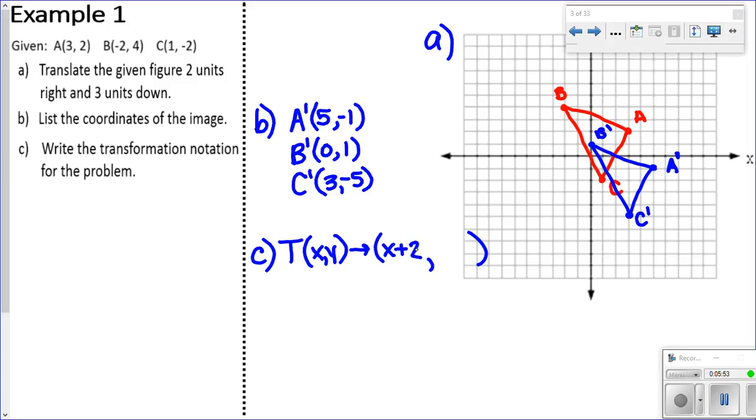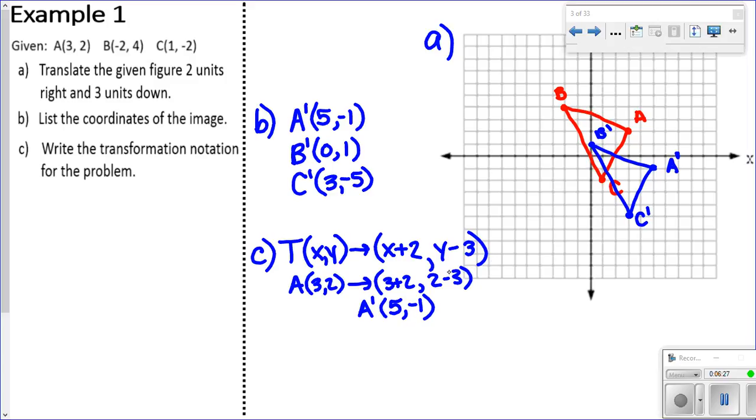That's the equivalent to moving 2 units to the right. And then we take Y, since we're going down 3, that's equivalent to subtracting 3. So basically what this means, if I go back up here and put the original A values in, so A was at 3, 2. So if I plug that in, that would be 3 plus 2 and 2 minus 3, which, yeah, that's what A was. The coordinates of A prime came out to be 5, negative 1.